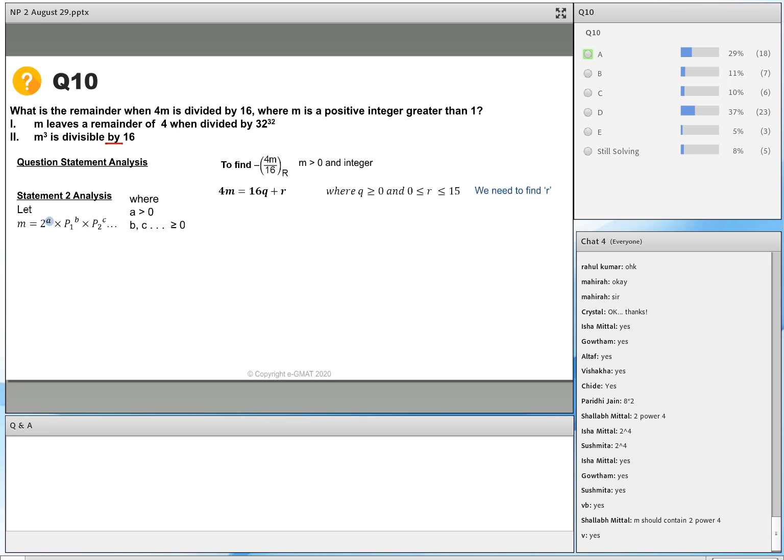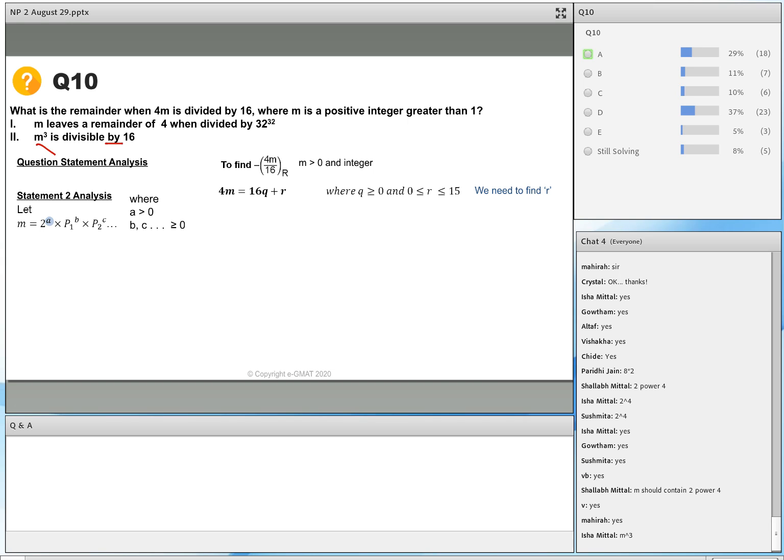Perfect. No, it's given m cube is divisible by 16. I can only talk about m cube, Shalabh. I cannot talk about m right now. Right? So m cube contains 2 to the power 4, not m over here. M might contain it, but I cannot say with 100% surety that m contains 2 to the power 4 in it. And we'll come to that part.